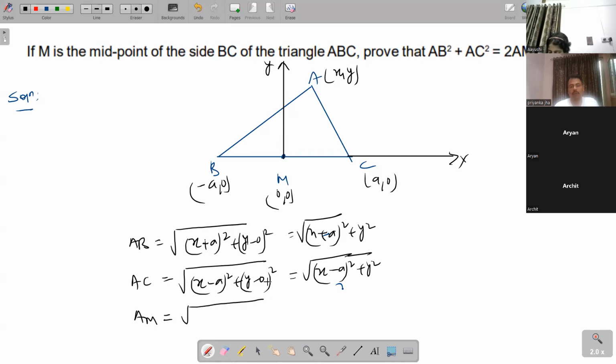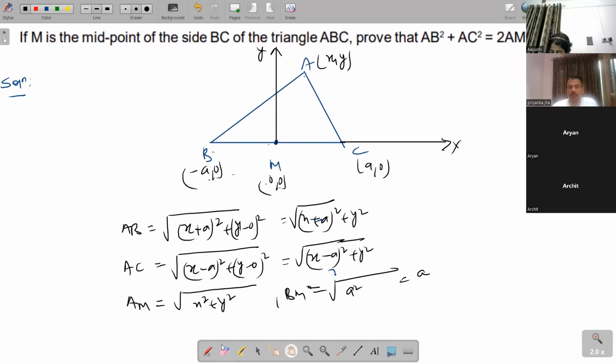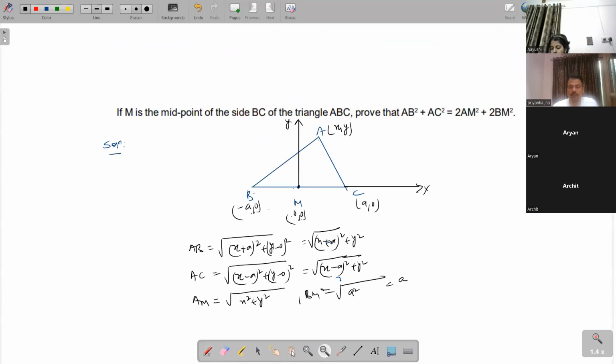AM square. You have M as 0, 0 and A is this. So you just have to find this AM, that is x minus 0 whole square plus y minus 0 whole square. And then BM square. BM is the square root of, B is here, M is here. So it is simple, a only, right? 0 minus of minus a whole square plus 0 minus 0. So this is a square. This is distance, so we cannot take negative; we have to take positive. Now we have to prove that.